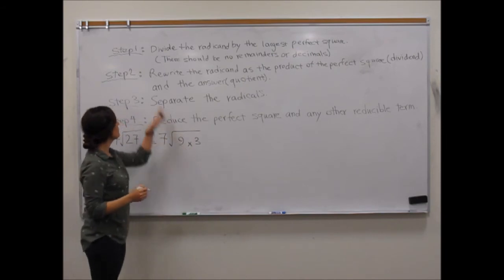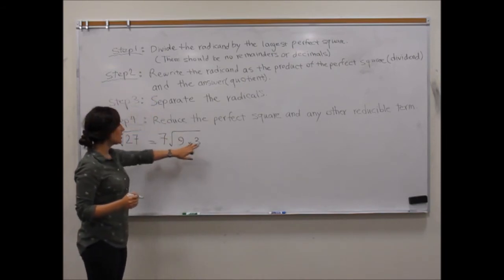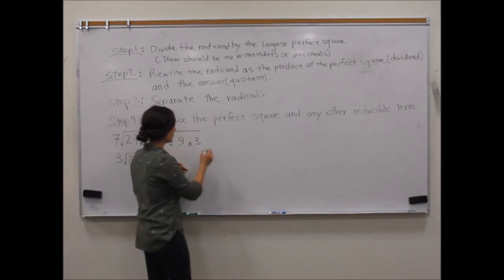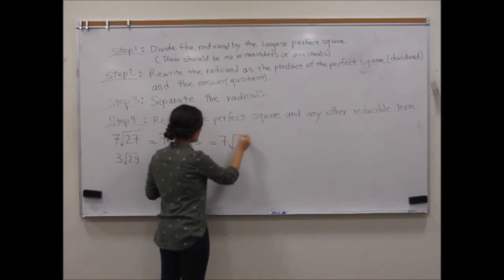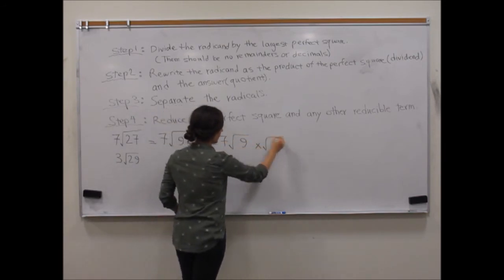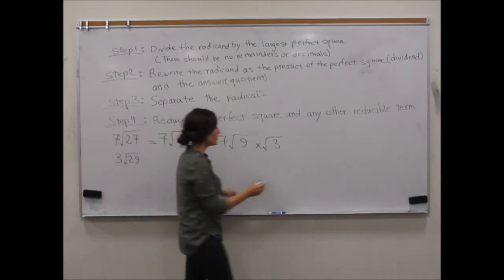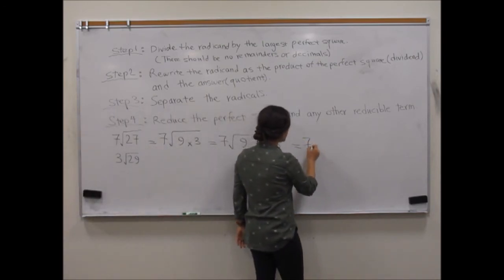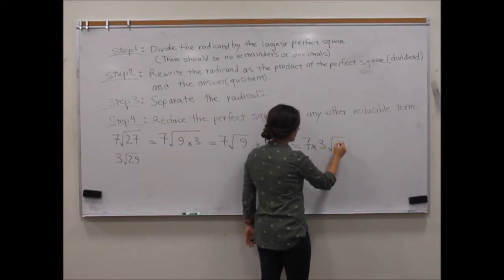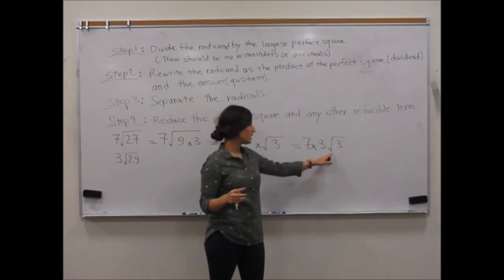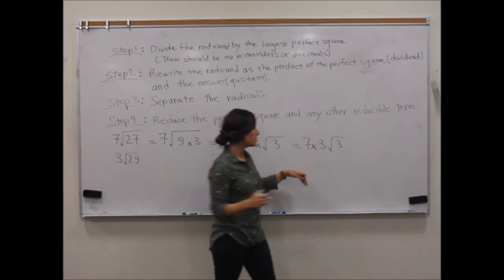And then in step 3, I'm going to break down the radical into 2 separate radicals. So that would be 7 rad 9 times rad 3. And then rad 9 is a perfect square, so that would be 3. So I have 7 times 3 rad 3. Rad 3, I cannot simplify it anymore. So 7 times 3 is 21.